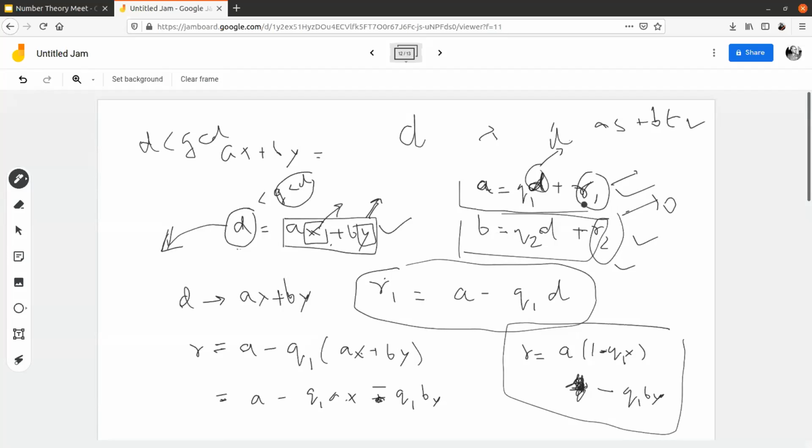Okay. So that makes R1 and R2 lesser than D, as well as representable as AX plus BY, which I don't want. Which basically I get a contradiction, right? Because I started off saying that D is the smallest number that can be represented like this. So what does that imply? That implies that R1 and R2 must be 0. They cannot be non-zero, right? They have to be 0.